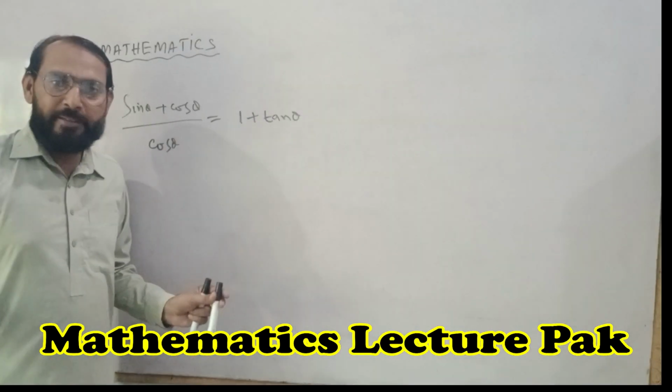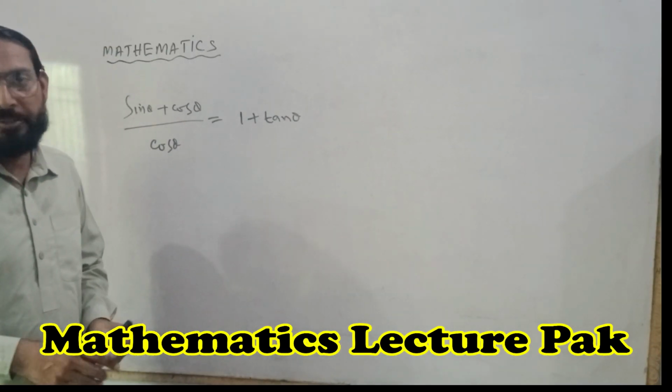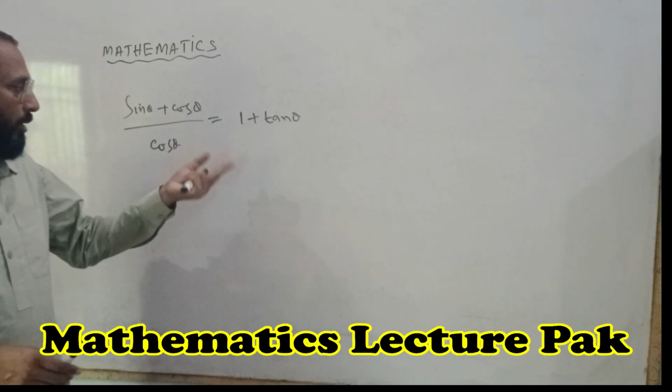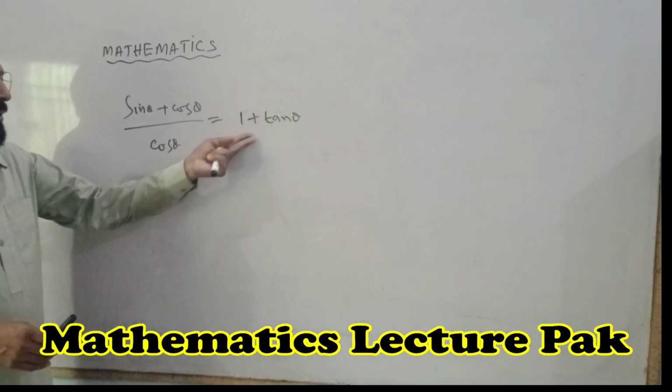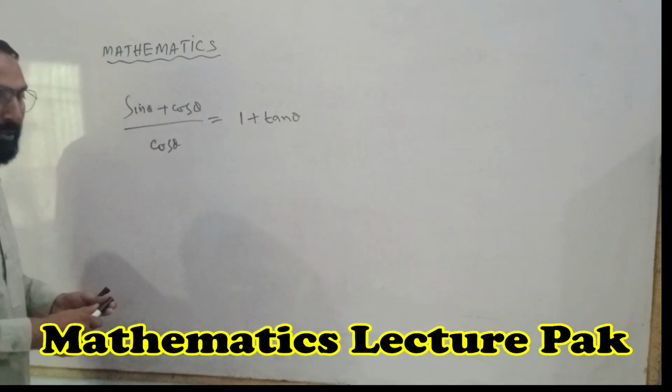We have to start the lecture on a daily basis on mathematics. Today we have to start the trigonometric proof identity. The statement of the question is given. This is the left hand side and this is the right hand side. If we take the left hand side, we can make it the right hand side.